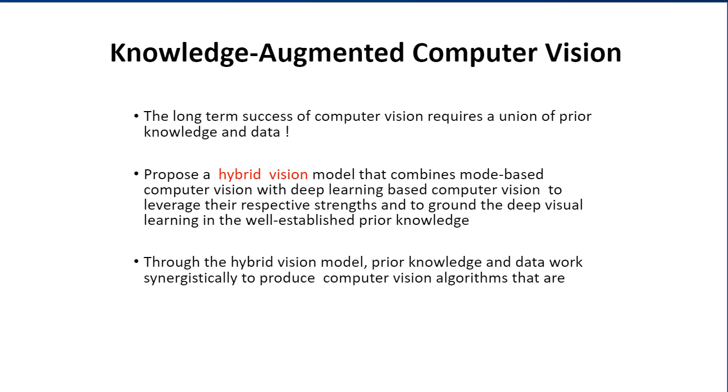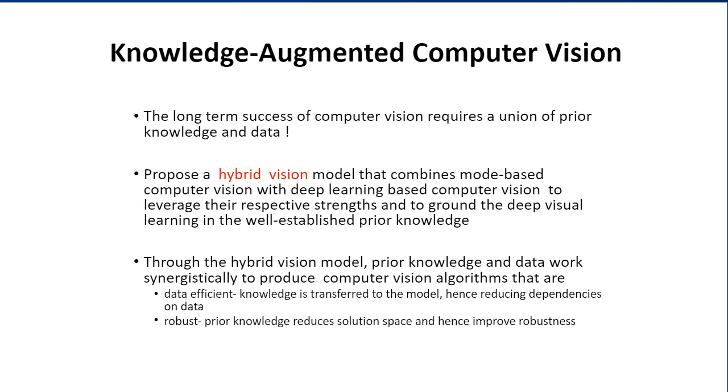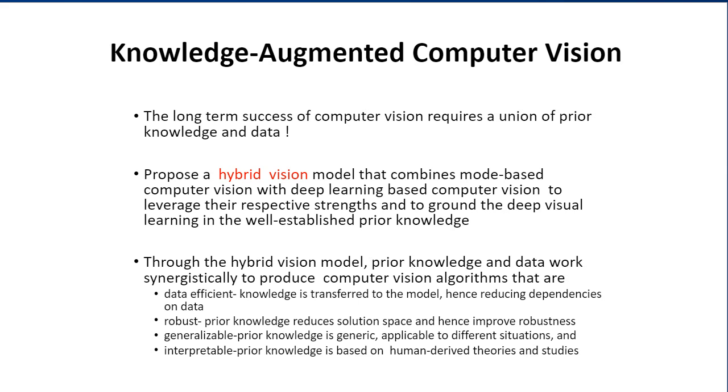Through this hybrid vision model, prior knowledge and data work synergistically to produce computer vision algorithms that are data efficient. Because of the use of prior knowledge, which is transferred to the deep model, this will reduce our dependency on the training data. And it is robust because the prior knowledge can significantly constrain the solution space. As a result, the prediction can be more robust and more accurate. And it is generalizable because the prior knowledge that we propose to use is generic, well-established, and applicable to different situations and different domains. As a result, the model trained using the prior knowledge can better generalize across domains. Finally, it is interpretable because the prior knowledge that we use is derived by humans. So as a result, the deep model that uses this prior knowledge becomes more interpretable to humans.